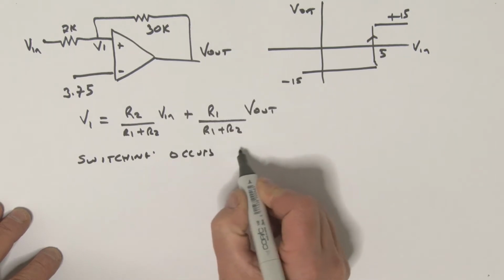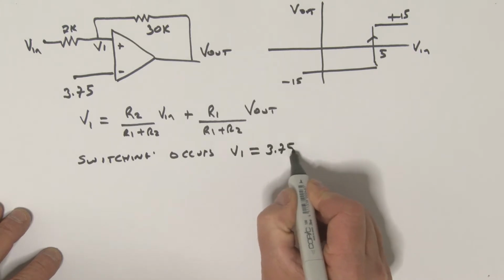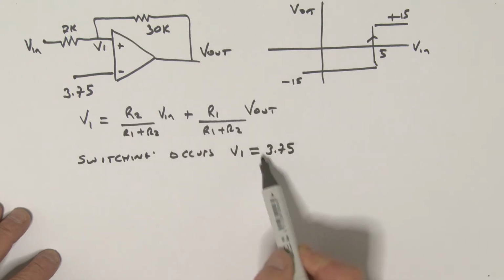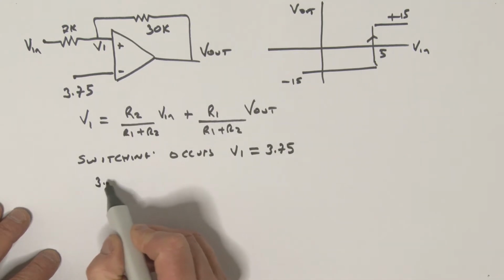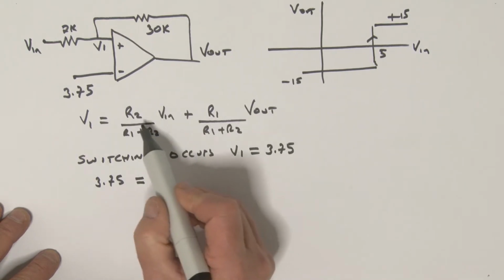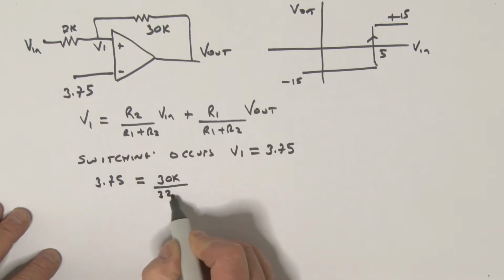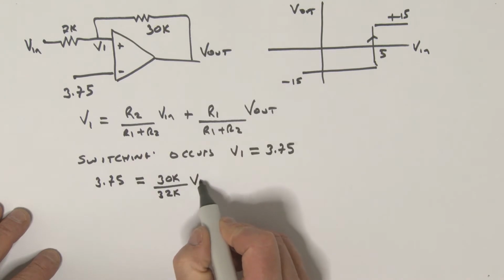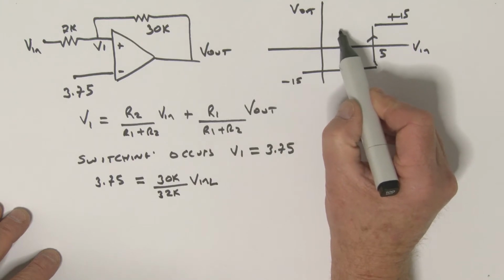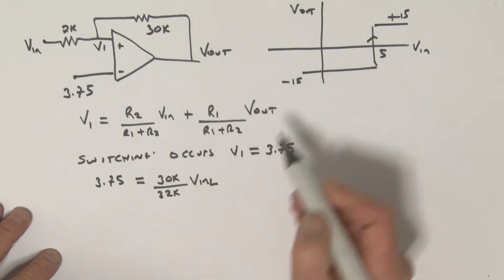So we can say, as before, switching occurs when this V1 is equal to the reference, which is 3.75. All right, so we're going to equate this expression now to 3.75. So we can say 3.75 is equal to, let's just put in values here, that's R2, which is 30K, divided by 32K, times V in. It's a special value of V in, it's V in L, the value of V in whereby we will switch back to a minus 15.